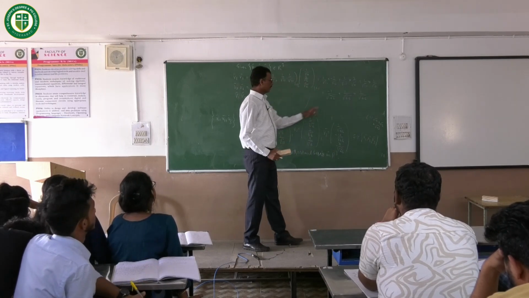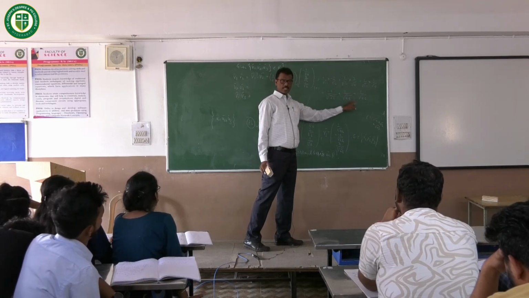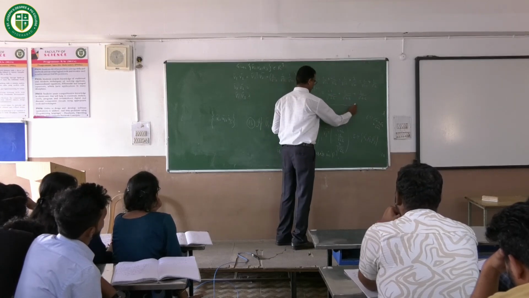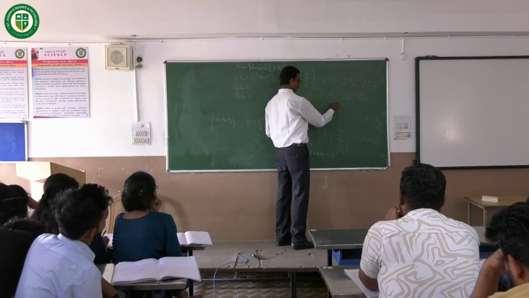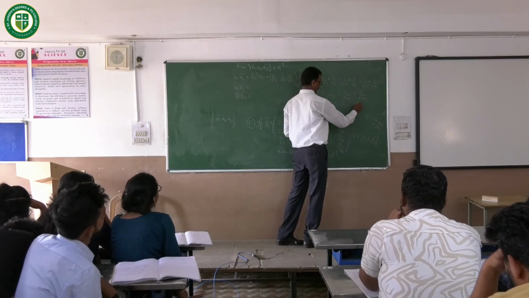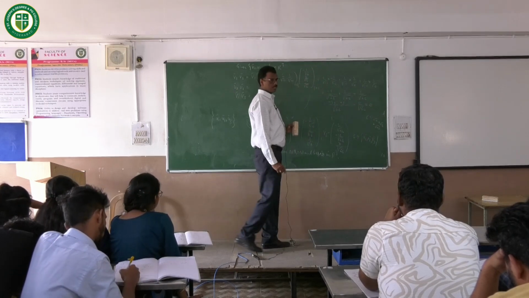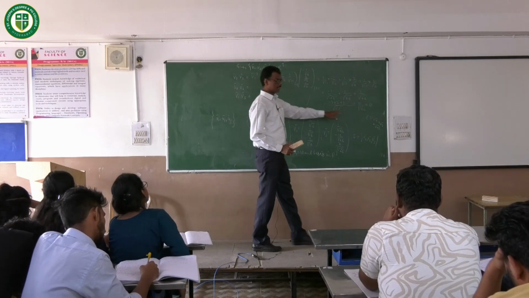Observe this: all denominators are the same, the LCM is also the same, only the numerators are added. So what do you get? The LCM is root 66, and the numerator is minus 3 plus 2 plus 1, which is 0. So 0 by something is equal to 0. This is the product of V1 bar and V2 bar, and the product is equal to 0.